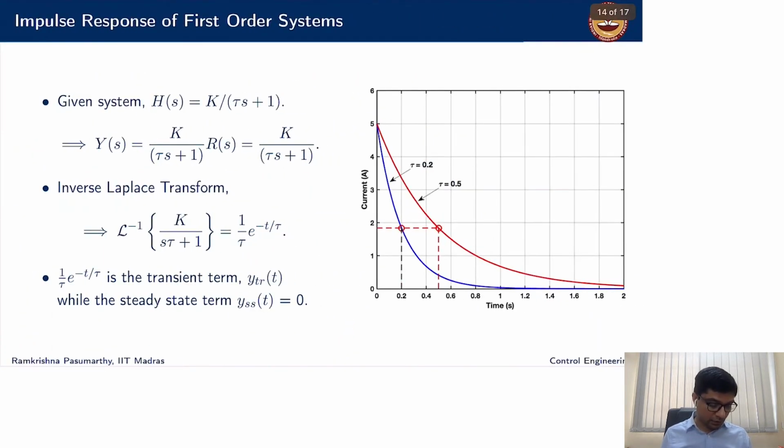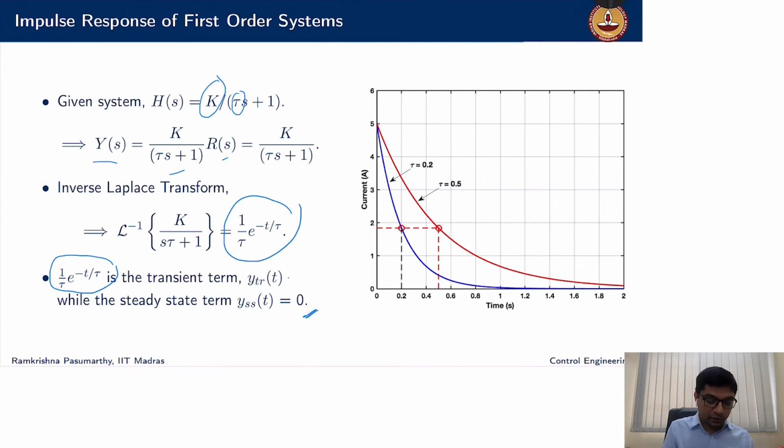Okay, nice. So in general, now I have a standard form where I have a system gain k and a time constant, and this is how I can represent the first order system with the transfer function written in the time constant form. So I have y of s is the transfer function times r of s. I do the inverse Laplace transform and I get a number like this. So this is the transient term, 1 over tau e to the power minus t over tau.